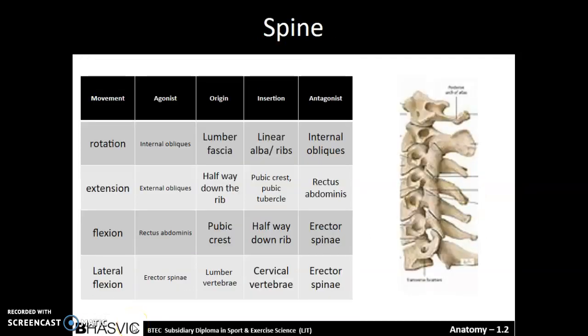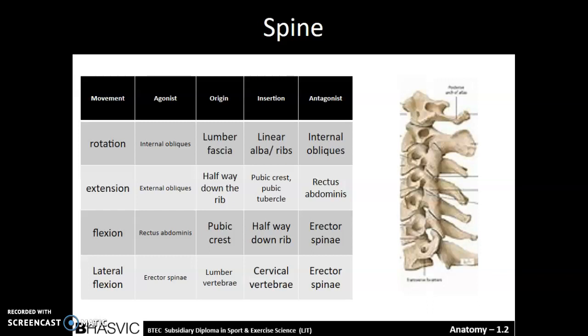Finally, we have the spine. The spine is the huge bone at the back of our body that keeps us basically standing up. The spine can provide rotation, extension, flexion, and lateral flexion. These are all very crucial for being able to stand upright and be able to turn and bend down, as the spine is responsible for most of these movements.